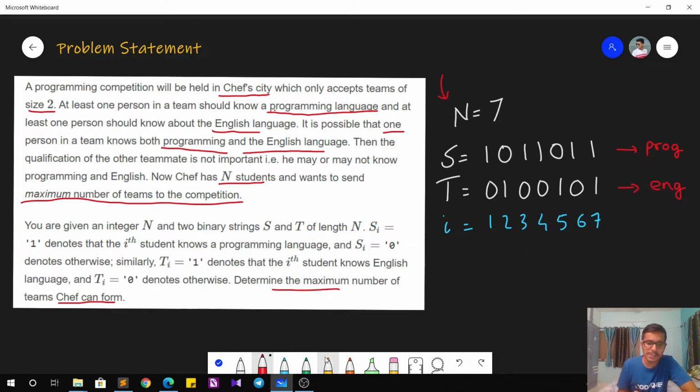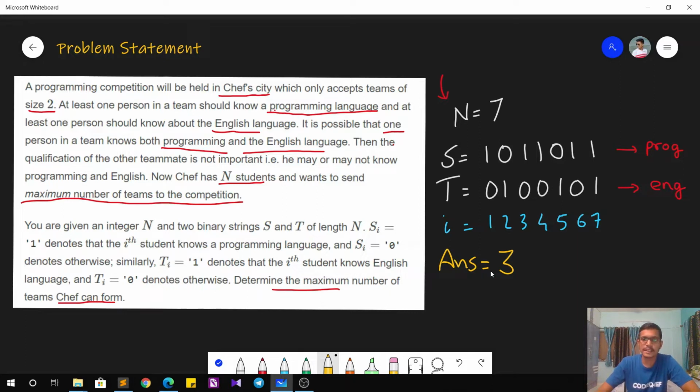So here there are total 7 people. Some of them know programming, some of them know English, some of them may know even both, and it may also happen that some of them don't know either of them, that is programming and English both. But such a case is not present in this given sample. So here the answer comes out to be actually 3 teams. That is, we can form at max 3 teams.